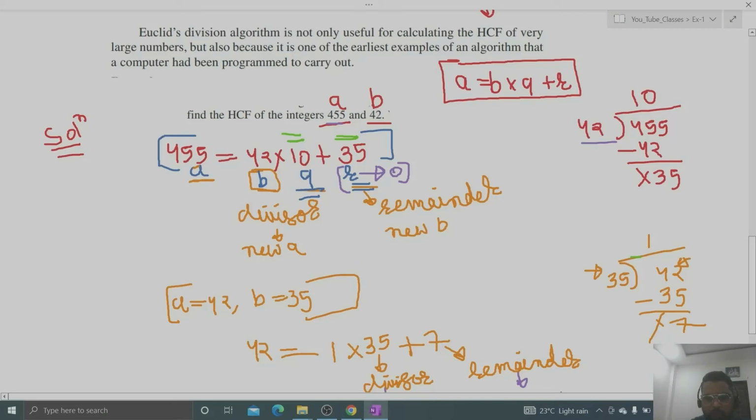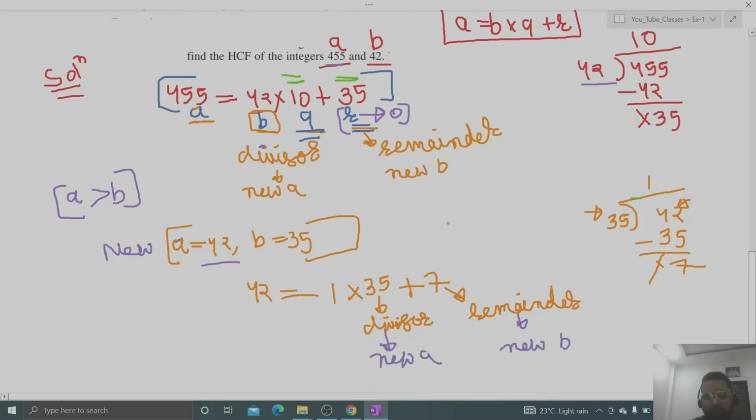So after that, we first check if our remainder is 0. It is not 0, so we have to make this divisor and remainder our new a and new b. And how will we choose it? Always remember, a should be greater than b while choosing the new a and new b. So I have chosen 42 as our new a.